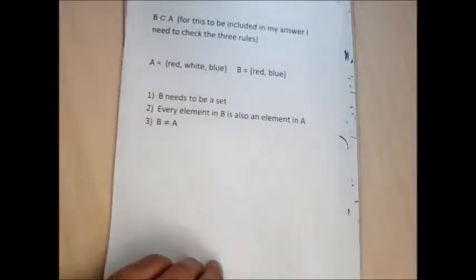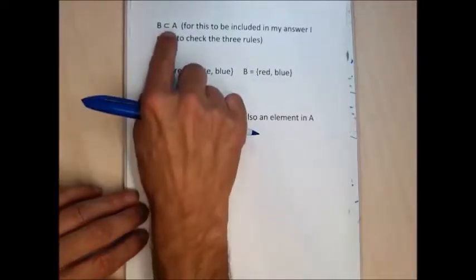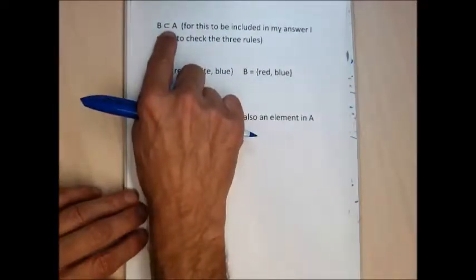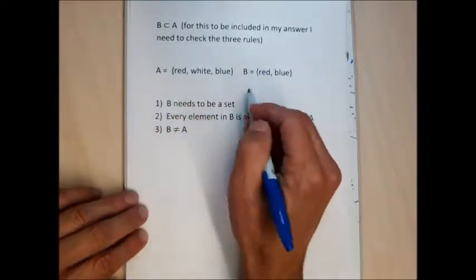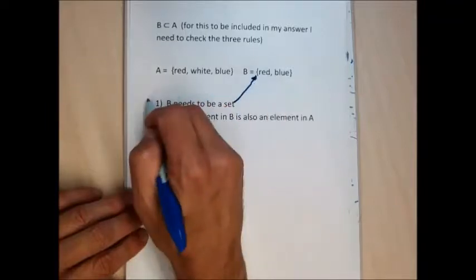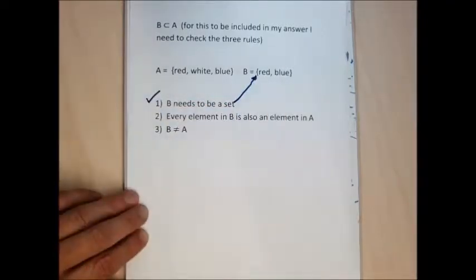One last symbol to check. Let's see if B is a proper subset of A. To see if B is a proper subset of A, I've got to do the three rules. The first of the three rules is B needs to be a set. Because of the set braces, B is a set, so that rule is satisfied.